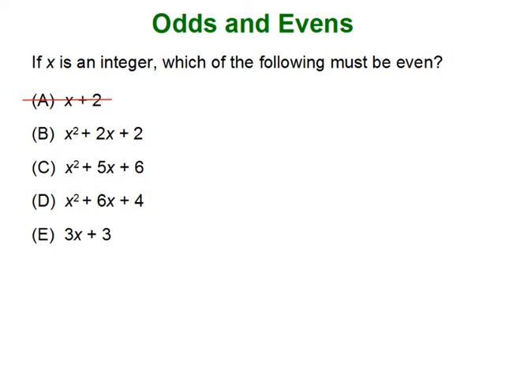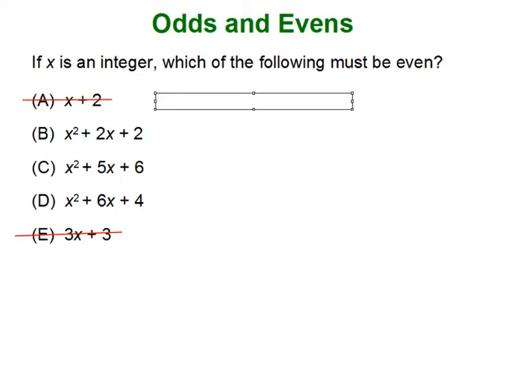But what if x is even? 3 times 2 is 6, and an even plus an odd is always going to be an odd. 6 plus 3 is 9. So we could easily eliminate A and E, and now turn our attention to B, C, and D.